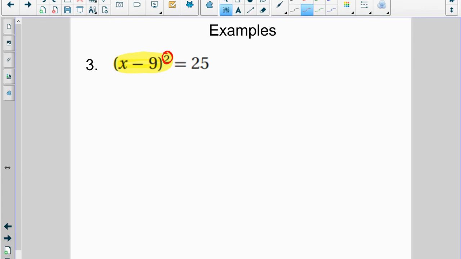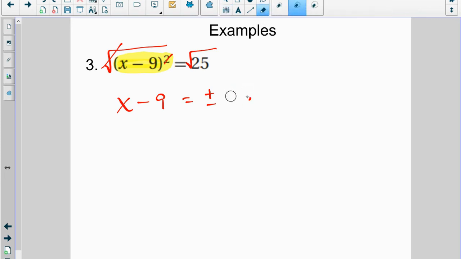We want to get rid of that exponent. So we undo it. We use the inverse operation. That's going to leave us with just the x minus 9, because remember the square root and the exponent are going to cancel out. And on the other side, don't forget the plus or minus symbol. I couldn't really fit it in there. But then the square root of 25 is just 5. I think we saw that one already. 5 times 5 is 25. Let's go ahead and change that.